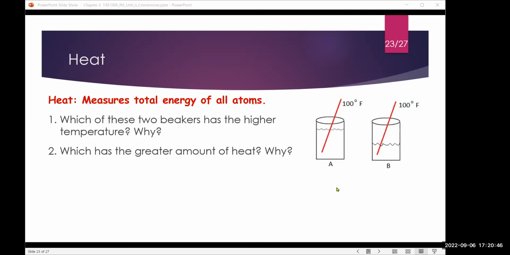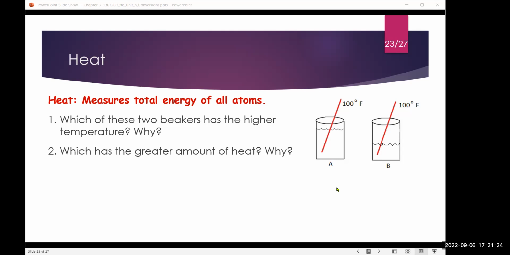heat/energy. Okay. So if we look at the two diagrams of two beakers on the right-hand side, you can see what looks like a thermometer inside a liquid, A and B, measuring the temperature, and both of them are at 100 degrees Fahrenheit. The question says, which of the two beakers has higher temperature? And I'm like, well, they both do. That would suggest maybe they're the same material. I don't know, there's not enough information, but the temperature on both beakers is the same.